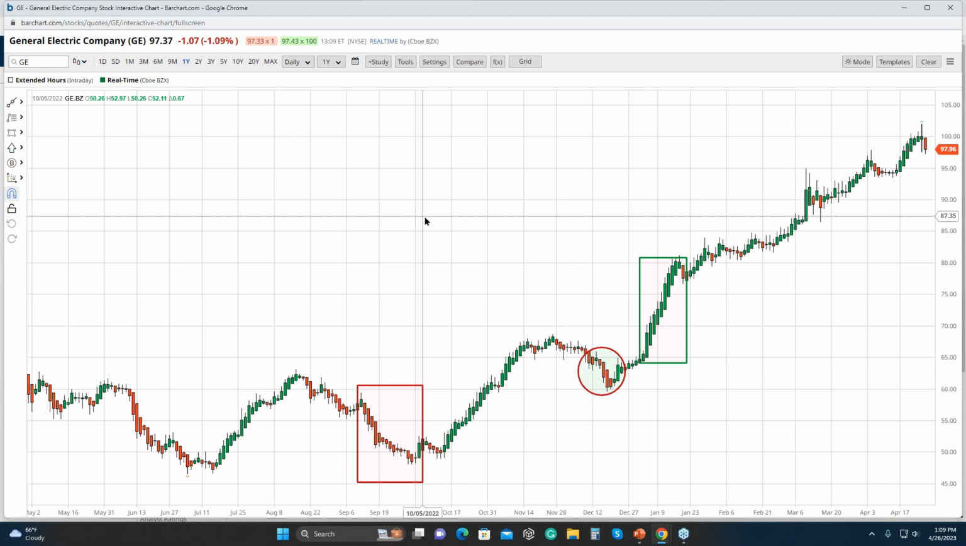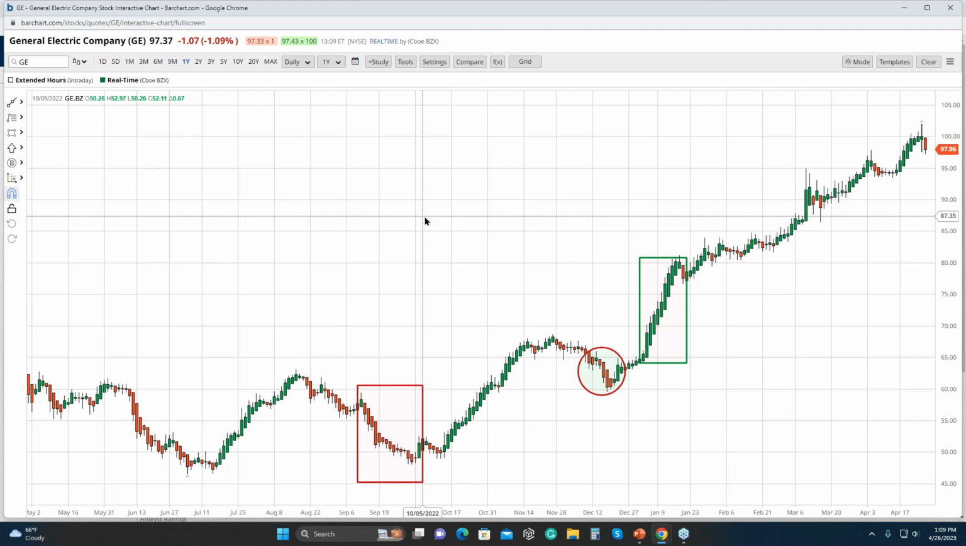So the first rule is a sequence of one-color candles identifies a trend. If we look here in the green box, we can notice that this identifies an uptrend. And in the red box, that would identify a downtrend.